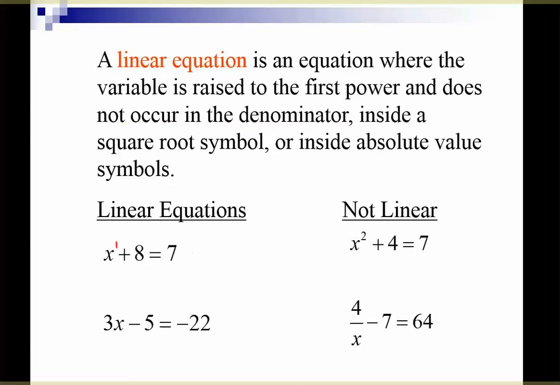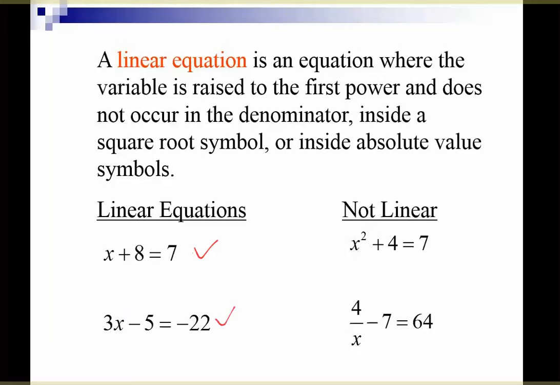And then you know it's linear. Take a look at 3x minus 5 equals negative 22. That's plain old x raised to the first power, so it meets that condition. That's a good thing. So far it's linear. It's not in the denominator. It's not in a square root symbol, and it's not inside absolute value bars. So that's why both of these are linear.